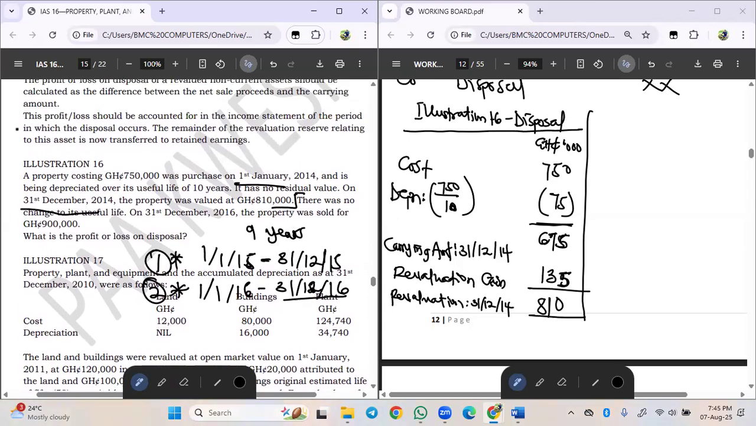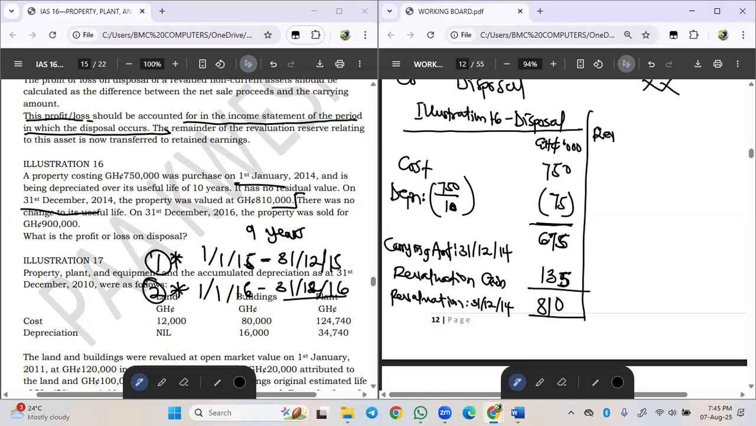Because we are saying that this profit or loss should be accounted for in the income statement of the period in which the disposal occurred. So after comparing the carrying amount of the asset as at 31st December 2016 and the disposal amount of 900,000, whether we get profit or loss, we have to recognize it in what? P&L. We have to record it in the P&L. So let's move on.